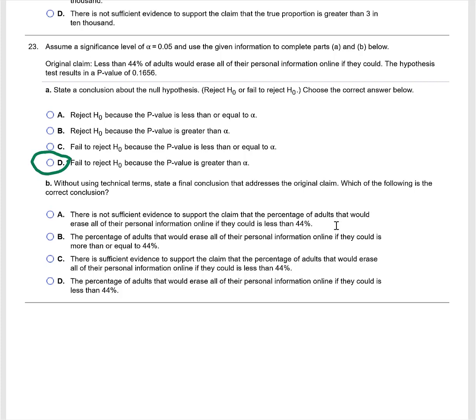So what would we say this in non-technical terms? There is not sufficient evidence to support the claim that the percentage of adults that would erase all of their personal information is actually less than 44%. So the correct answer is A.